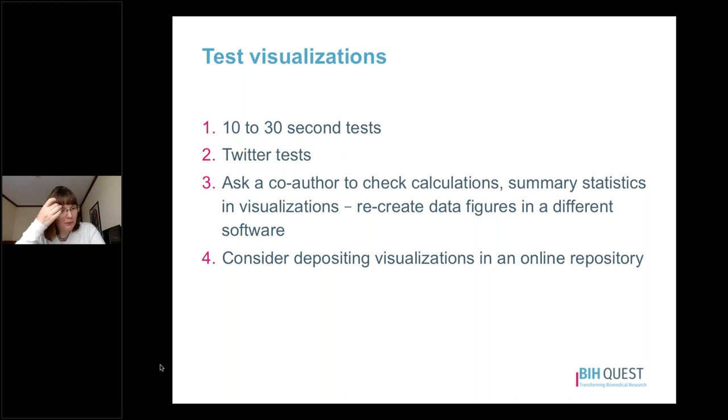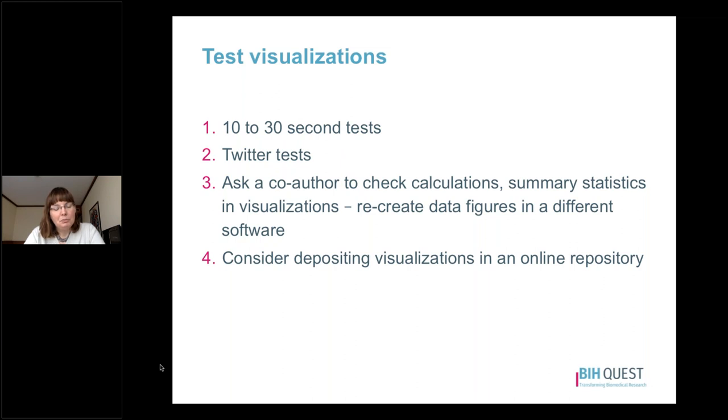I'll also sometimes do testing on Twitter, just to gauge reactions from a broader spectrum of people. It can also be very helpful to ask a co-author or a colleague to check your calculations and summary statistics and visualizations, or to recreate data figures in a different software. And this is just a double check to make sure that there are no errors in your visualization.